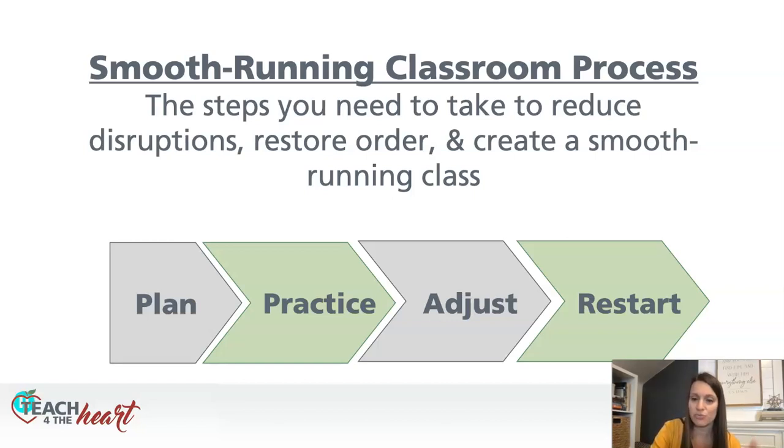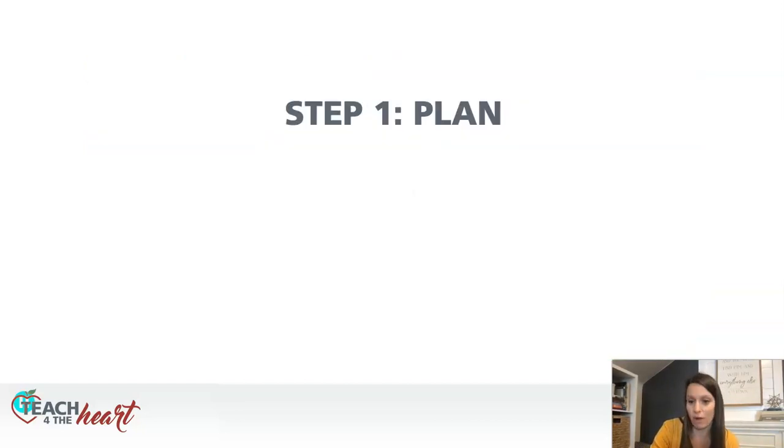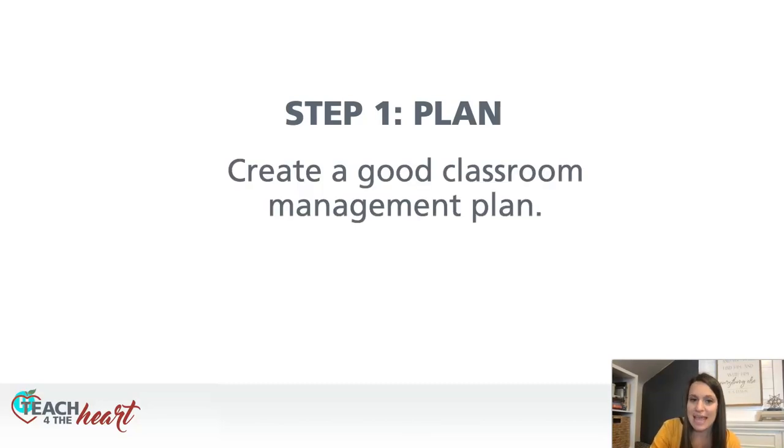It is called the Smooth Running Classroom Process. There are 4 steps in it: plan, practice, adjust, and restart. Let me teach you this process. So step 1 is to create a plan. Create a good classroom management plan that works.